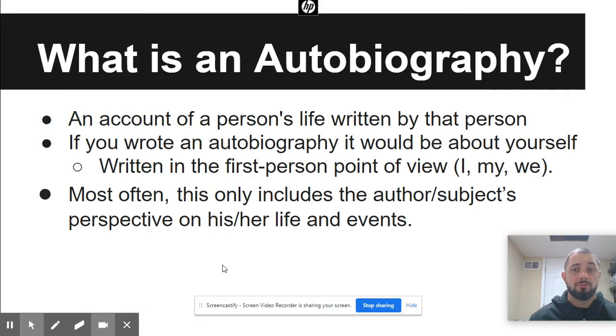So there are some problems with that. Think about the fact that if it's only from my perspective, I'm probably not going to make myself look bad in my autobiography. I only see it from my perspective. I might not be aware of how other people felt about certain situations or ideas that I had. So that's something that as a reader we have to be really smart about and realize that there might be some loopholes and some things that aren't covered.